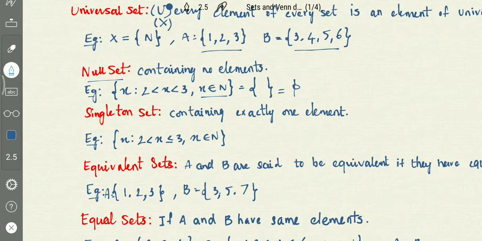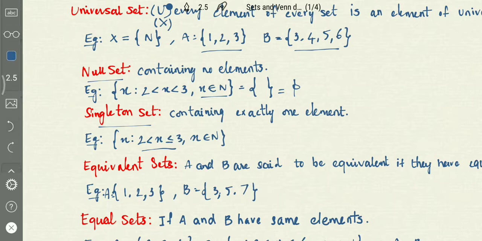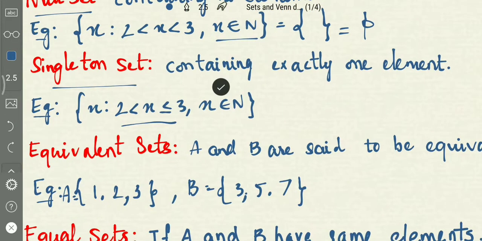Next set is singleton set. A set containing exactly one element is called a singleton set. If we see the example, x such that 2 less than x less than or equal to 3. Here the less than or equal to symbol is present, so it will include the 3. Then what is the element? It will be 3. Excluding 2, including 3.